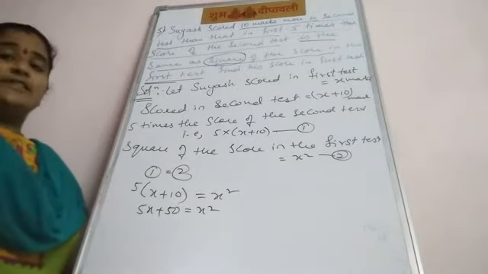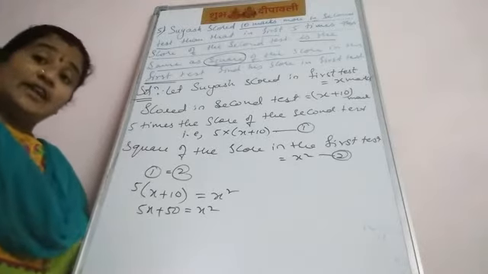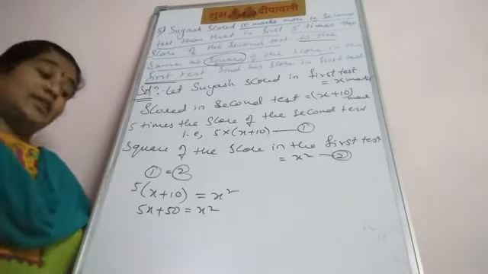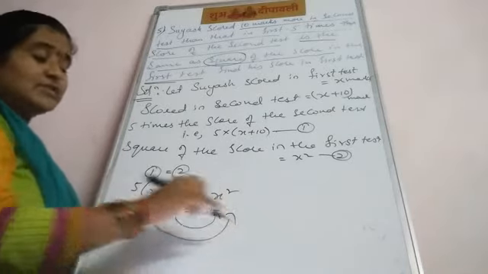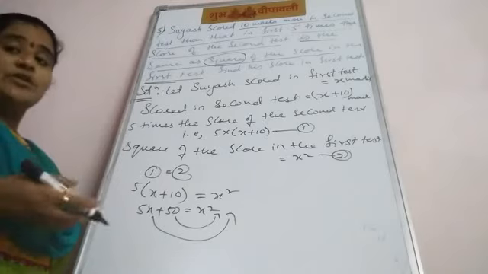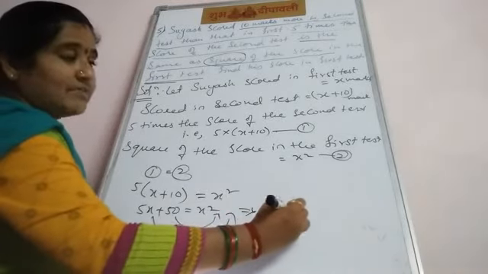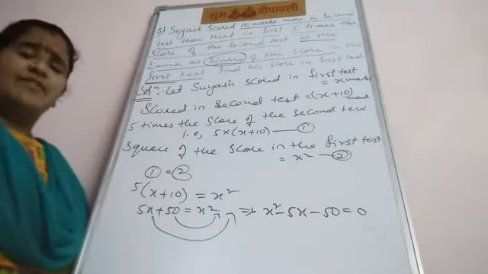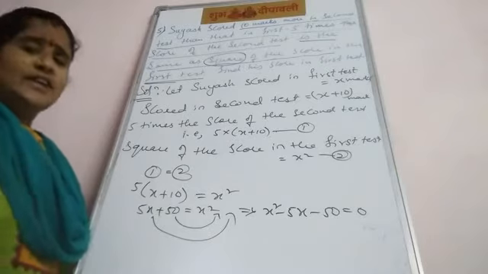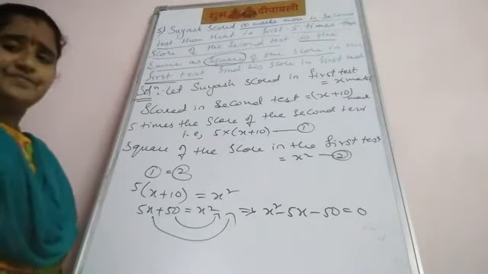Now we have to write it in standard form. First it should be x square, then the x term, then the constant, equal to 0. So this one I will take to the right side, and this one also to the right side. Then what will remain on the left side? 0. That implies x square minus 5x minus 50 equals 0. You can find the factors. Neglect the negative value, take the positive value.